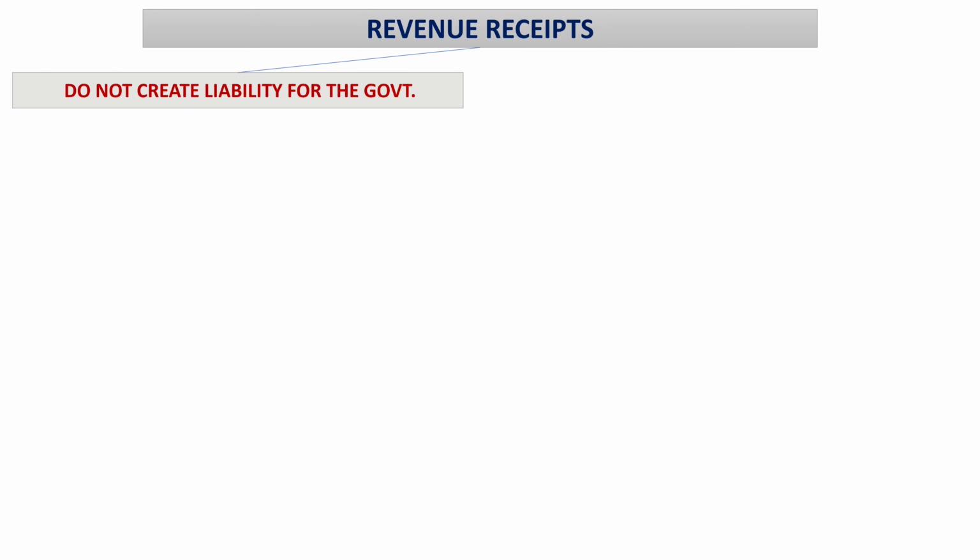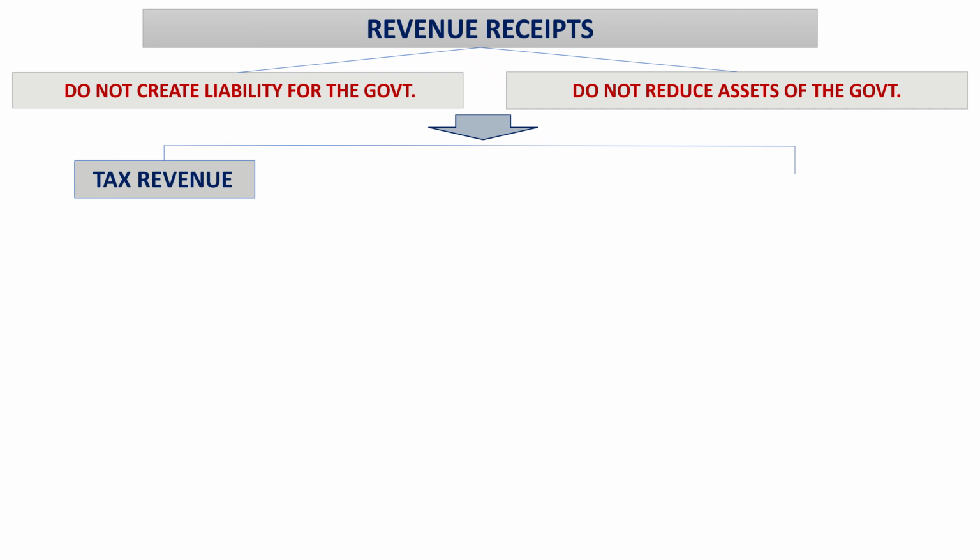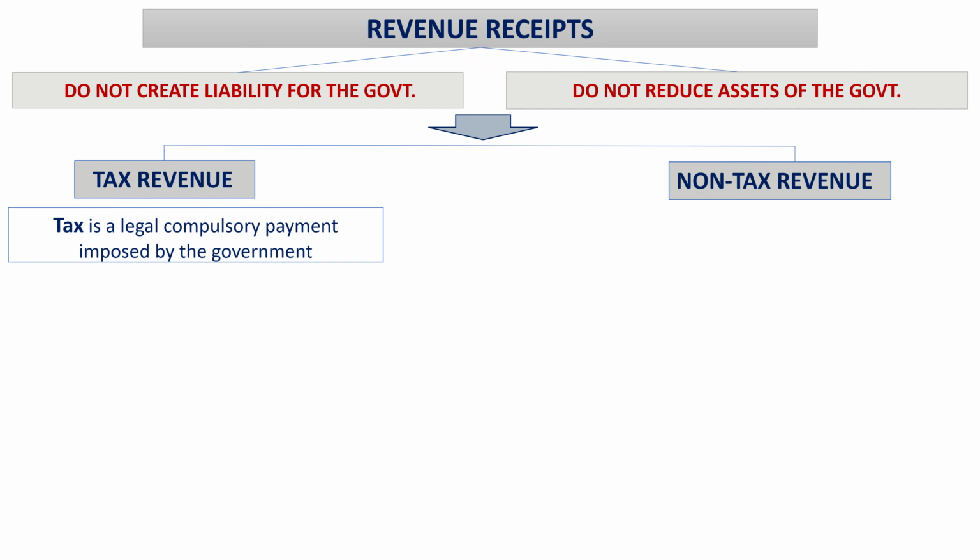Revenue receipts are those receipts which do not create any liability for the government, nor do they reduce the assets of the government. Revenue receipts can be categorized into two: tax revenue and non-tax revenue. Tax revenue, as the name suggests, is the revenue earned by the government through taxes. Now, what is a tax? Tax is a legal compulsory payment imposed by the government.